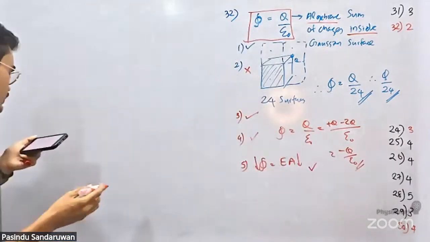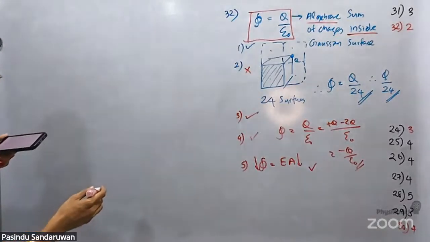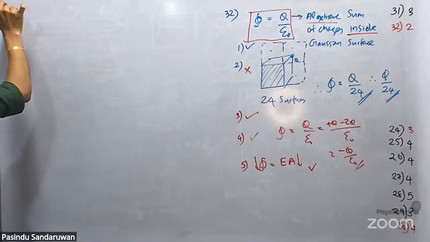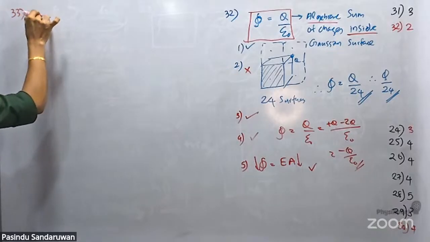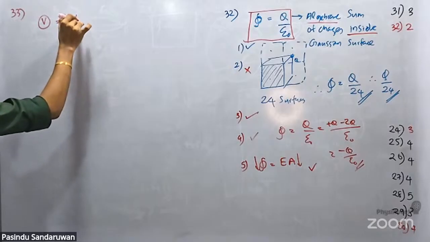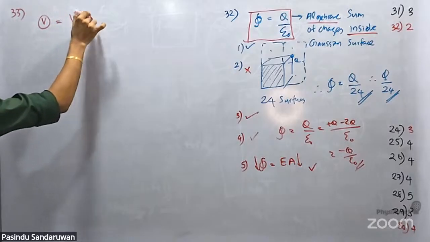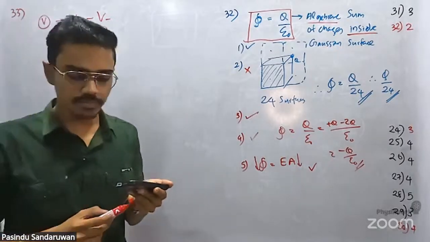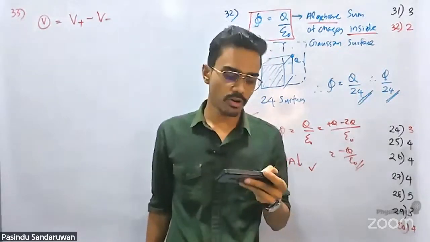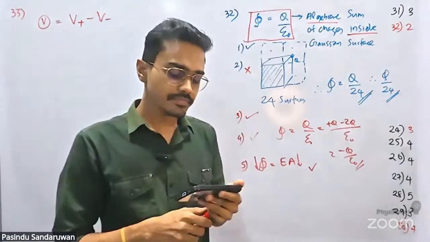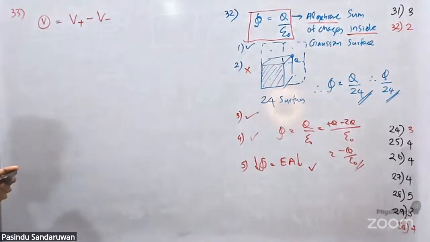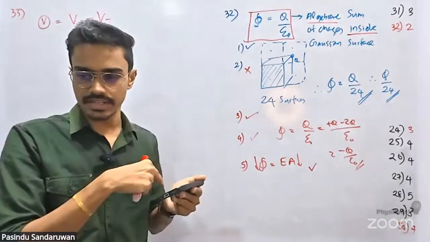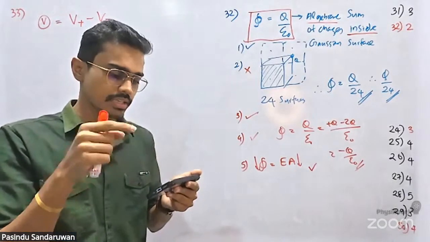Now, a center 0 voltmeter measures the voltage difference between the positive terminal and the negative terminal. It always measures the voltage difference between the positive terminal and the negative terminal of the voltmeter. Now, in the first scenario, it is kept at A.